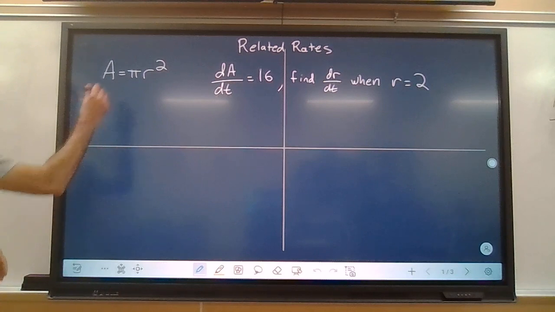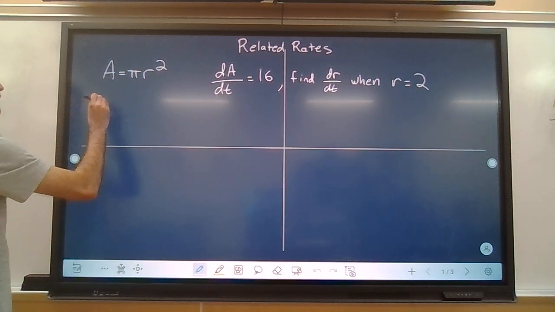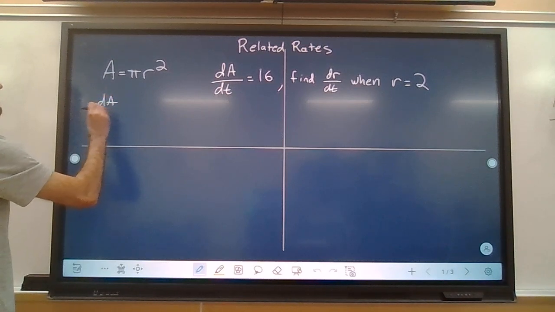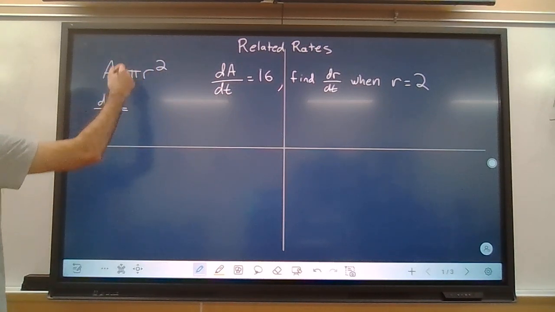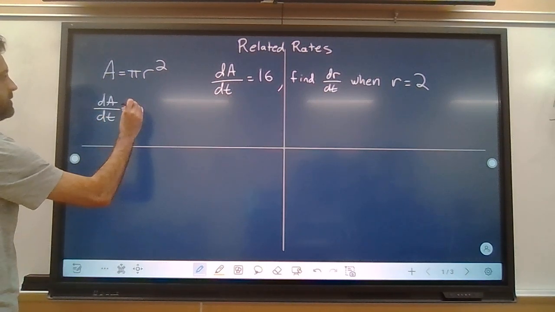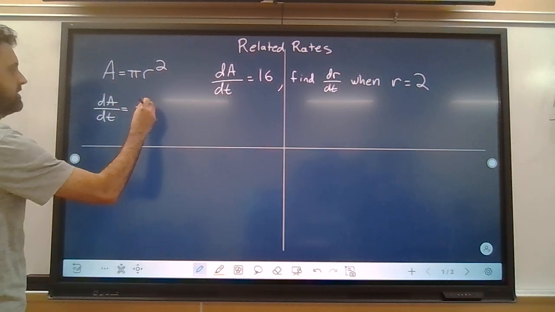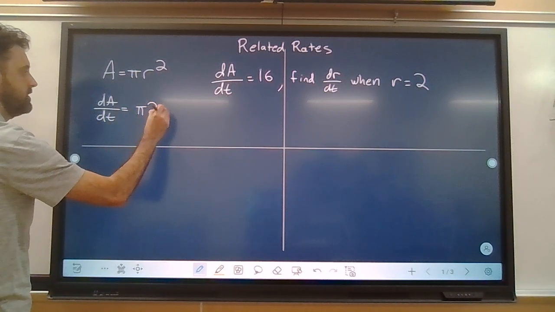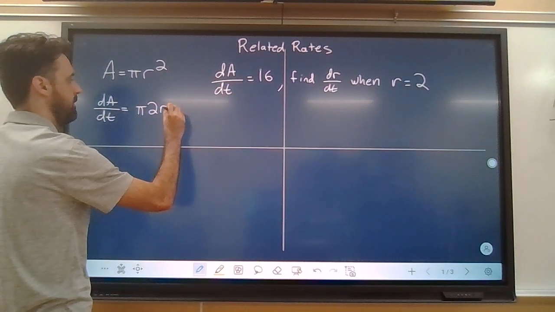To do this, we're going to take a derivative using implicit differentiation. The derivative of A we just call dA/dt. And then we've got a power rule over here. Pi is a constant, so we just leave it because it's being multiplied. And we take the derivative of r squared, just like x squared, giving us 2r to the first. But the big difference here is because it's with respect to time, we multiply by dr/dt.